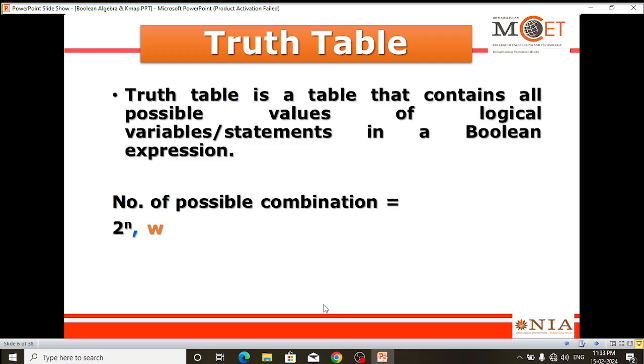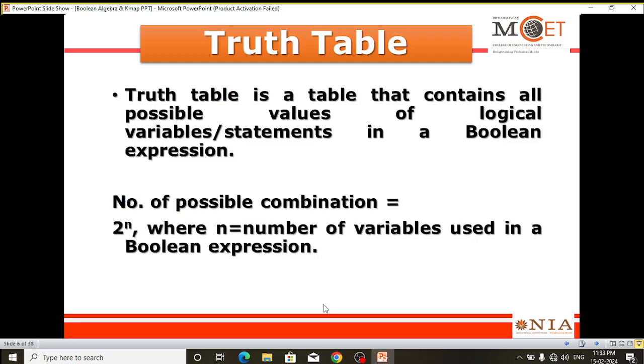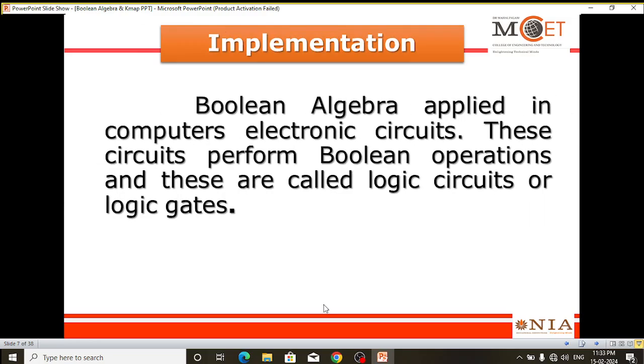A truth table mainly shows the relation between the inputs and output, covering all possible combinations. If you have n input variables, the possible combinations are 2 power n. So for two inputs, that is 4 combinations: 00, 01, 10, 11.